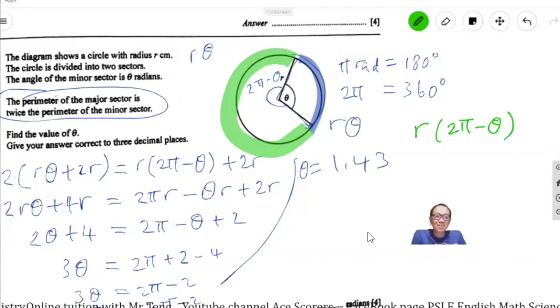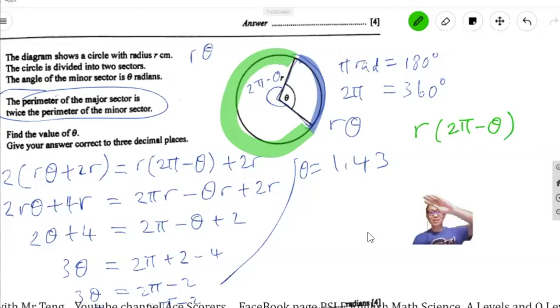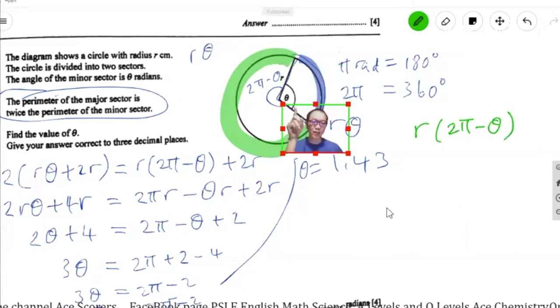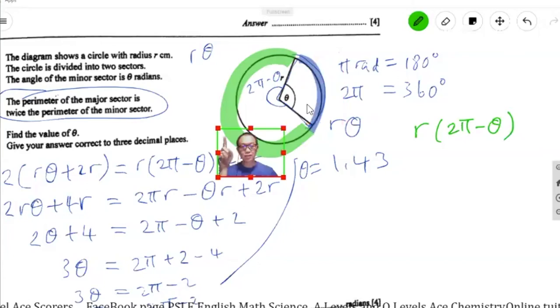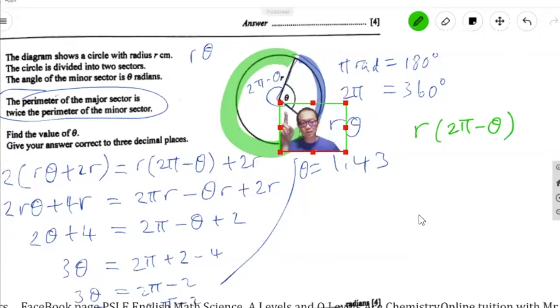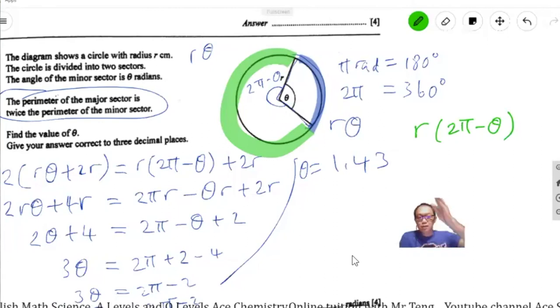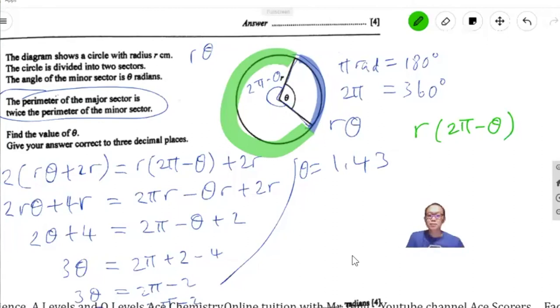Okay, do you understand? I can explain again. No worry. The formula for arc length, you gotta take the radius times the angle. So to find the green color, I take the radius times this big angle. Radius times angle is the formula to find the arc, that curve. That is all. Plus 2r, that is to add the two radiuses, okay? Right? Okay, let's continue.